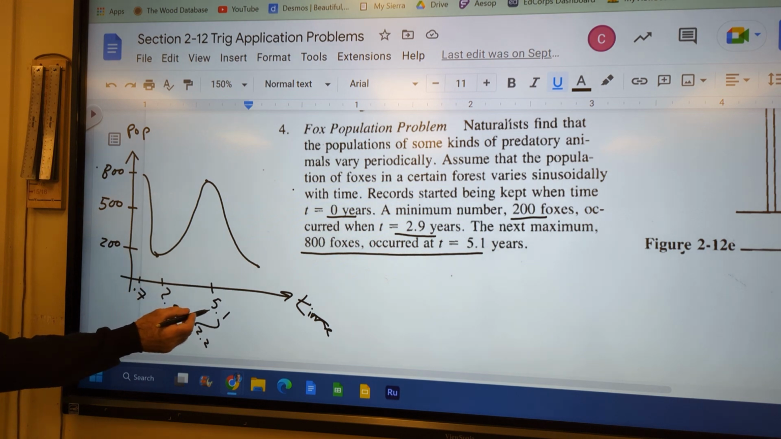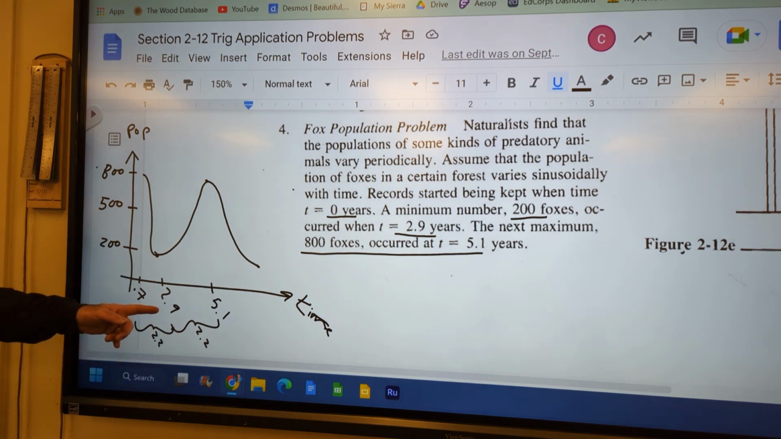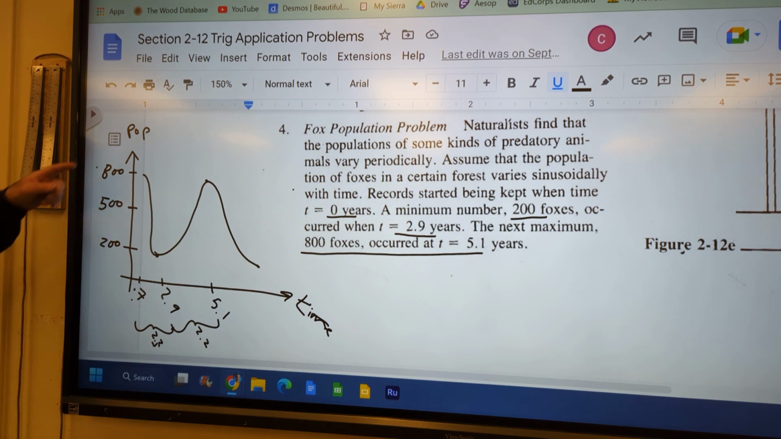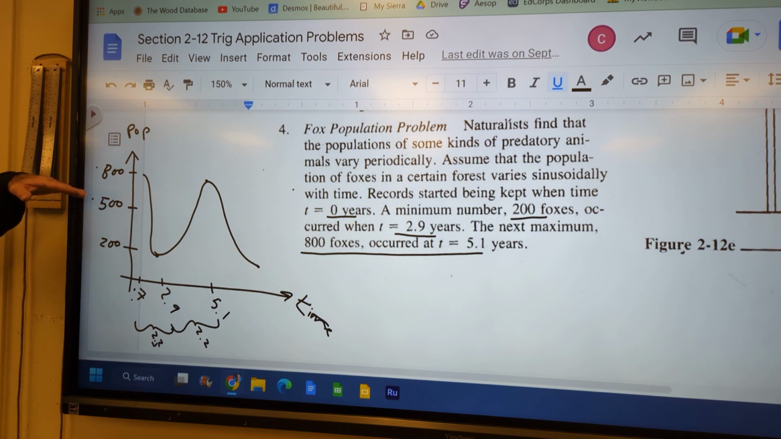Right? So if that's 2.2 for a half cycle, this is 2.2 for a half cycle. So 2.9 minus the 2.2 will put me at 0.7. So I have a cosine graph starting up at 0.7, ending 4.4 units later at 5.1. Vertical shift is 500. From 500, I go up 300 and down 300.